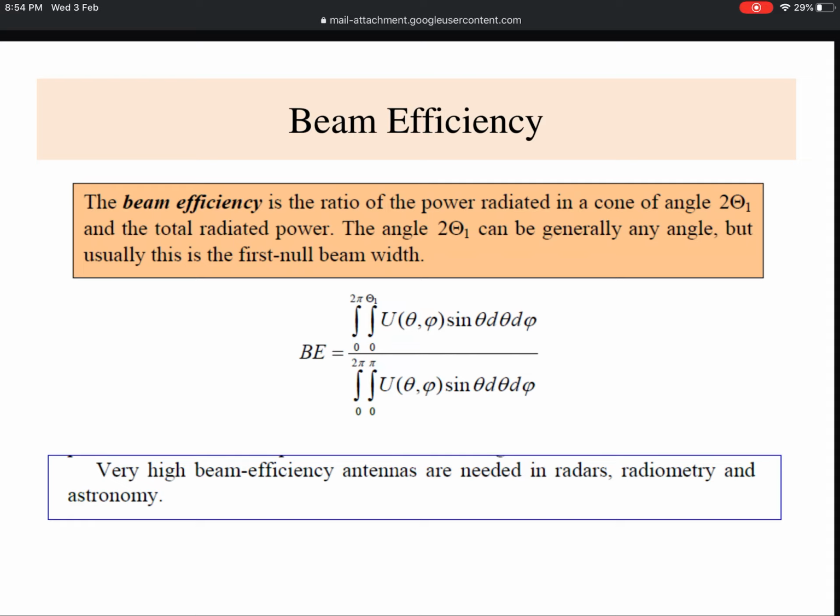Then you have to see whether the antenna is made with a dielectric or not, because then dielectric loss will matter. If the metal part is less, then the conductor loss will be less. So you have to see which losses are present, and accordingly calculate your total efficiency and the radiation efficiency.